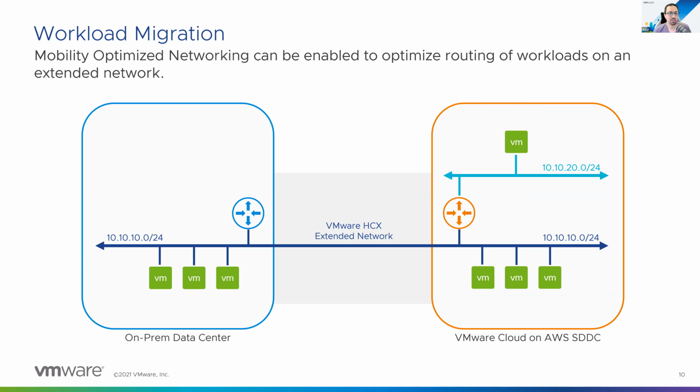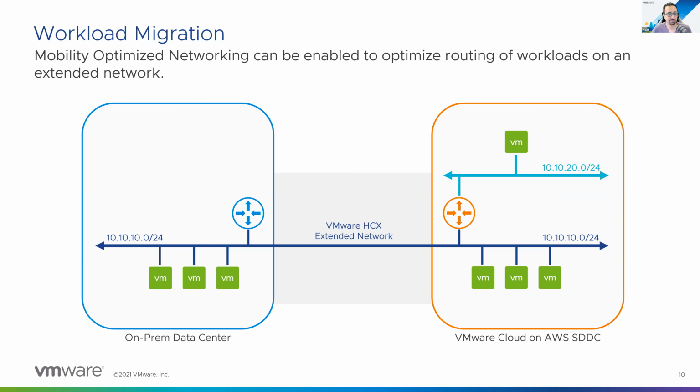But even with layer two extension with VPN, which does provide some sort of high availability, there's still latency between the sites that can really cause performance problems if not planned correctly. So I guess, again, the question is, it really depends on the specific use case, and I'll be happy to take it offline as well.